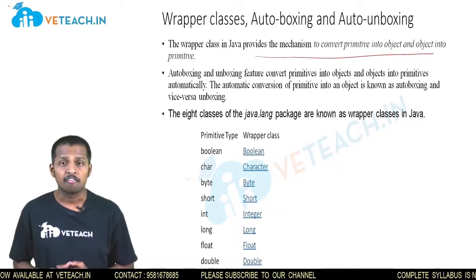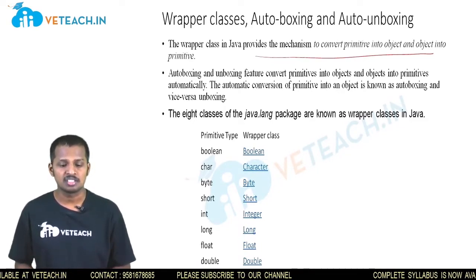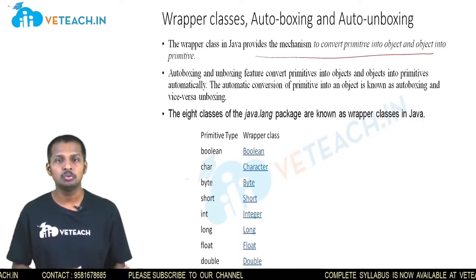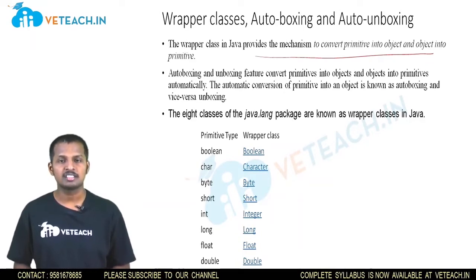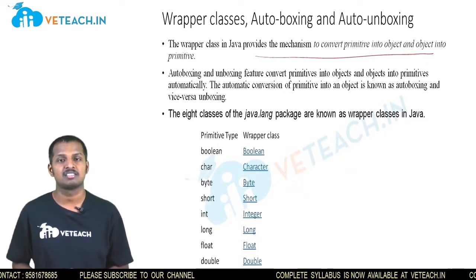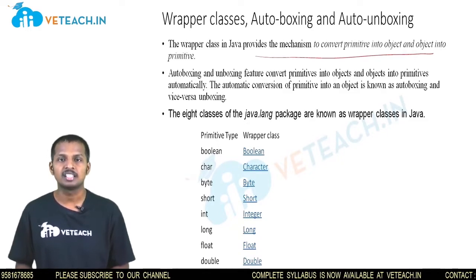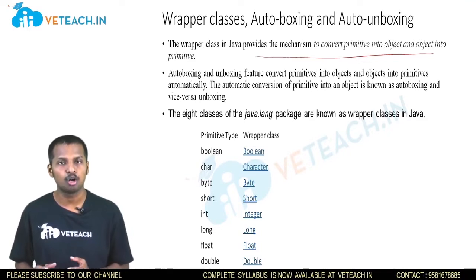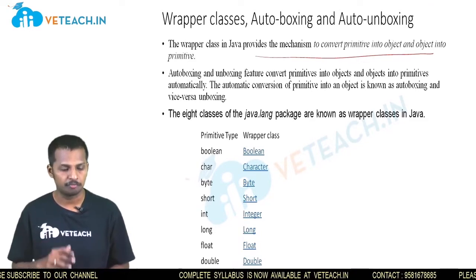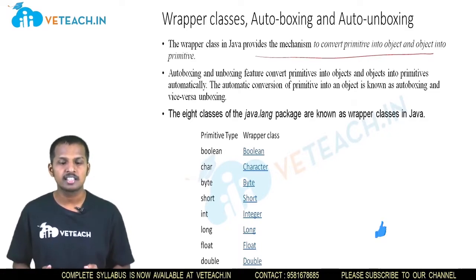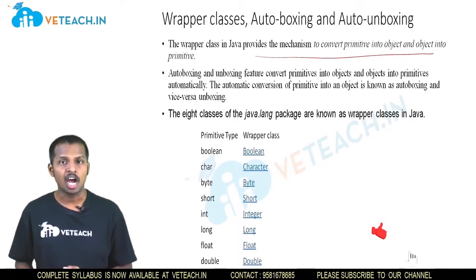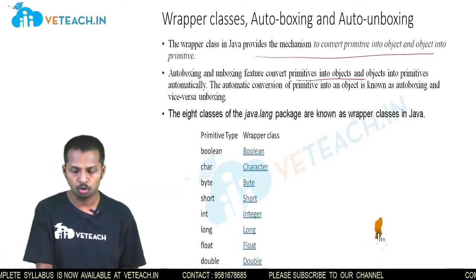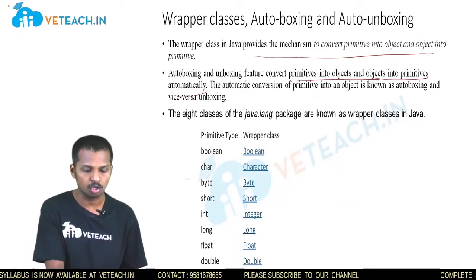Now, why are wrapper classes used? They are used to convert a primitive data type into objects and objects into primitive data types. There are some predefined methods present in the wrapper classes to perform this conversion. Doing this is known as auto boxing and auto unboxing. What is auto boxing and auto unboxing? Converting primitives into objects and objects into primitives automatically.